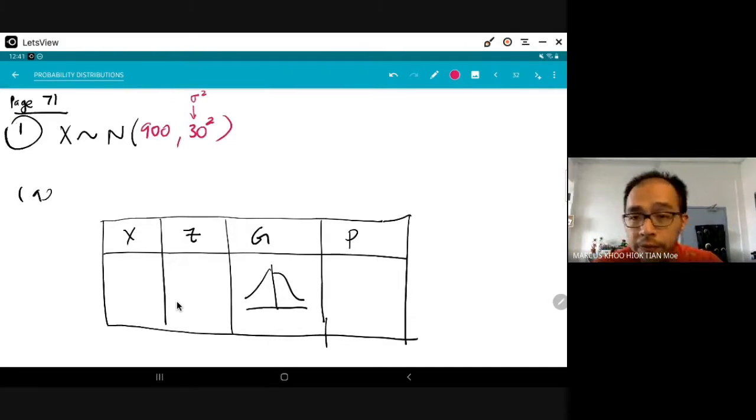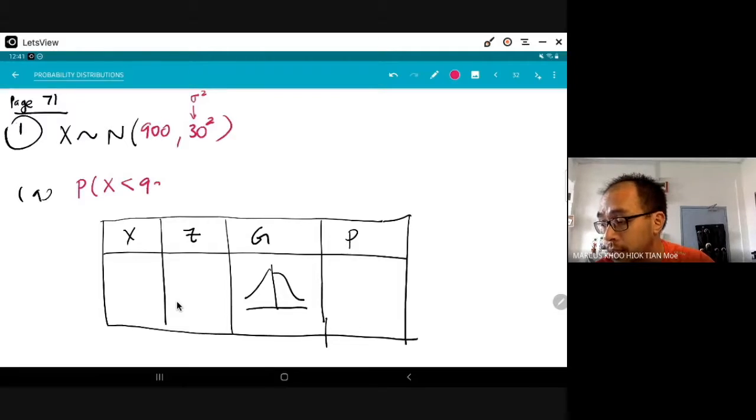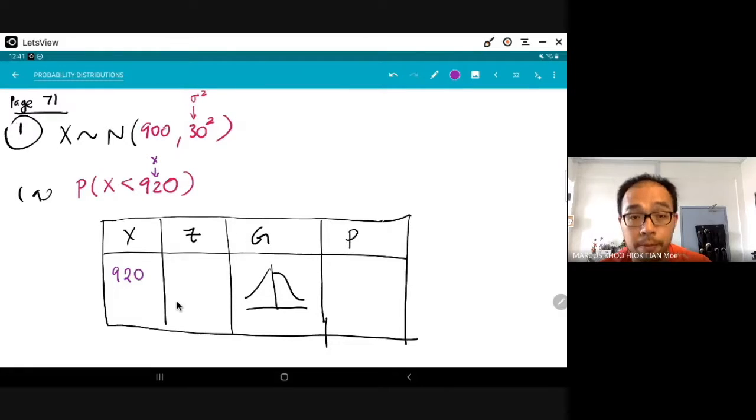Okay, so a catfish from the lake is selected at random. Calculate the probability that the mass is, question A, less than 920. That means our probability of X is less than 920. This is what they're asking for. Okay, so if you remember from the previous class, this is the X value. So we write it down. X is 920. Please convert this X value into Z value, please.